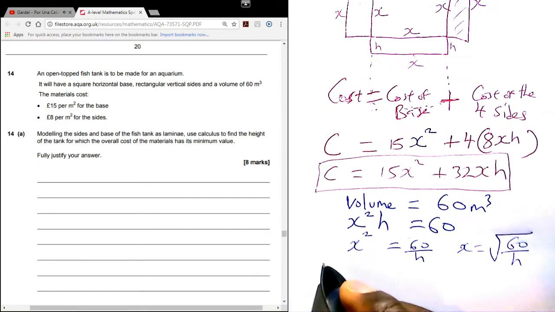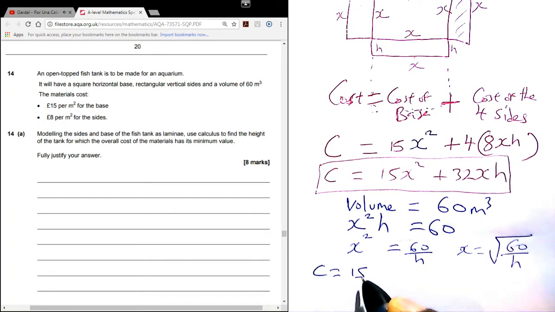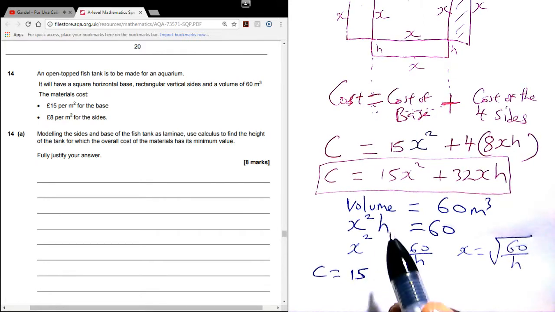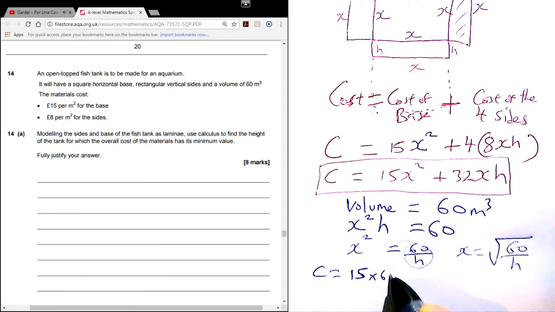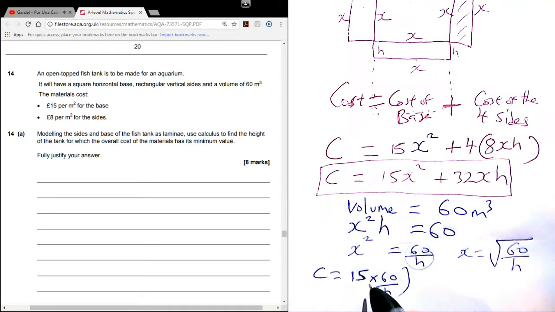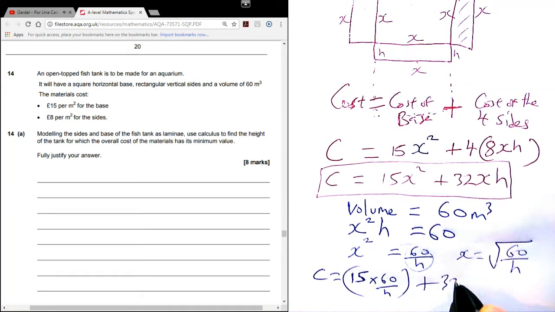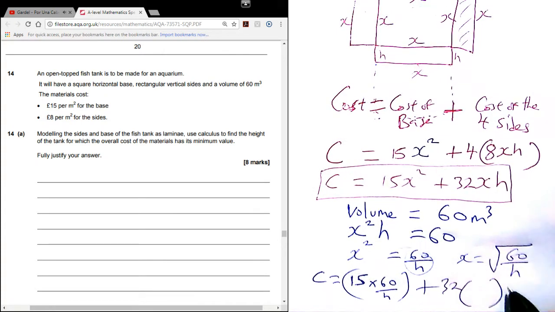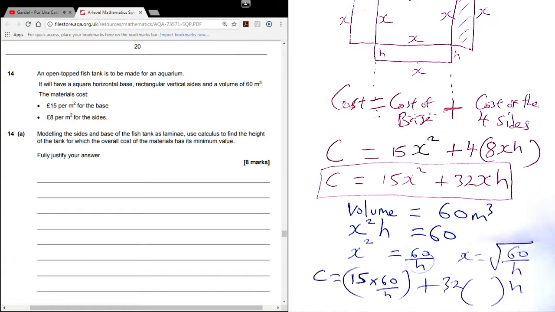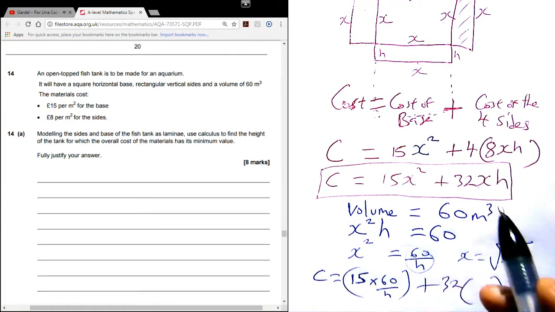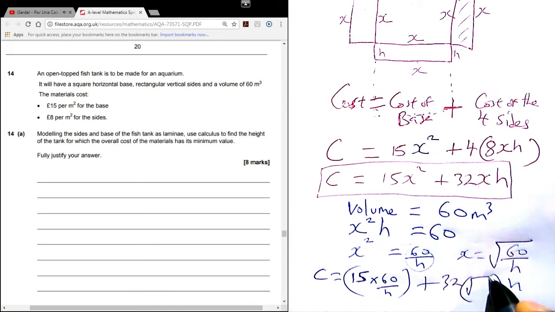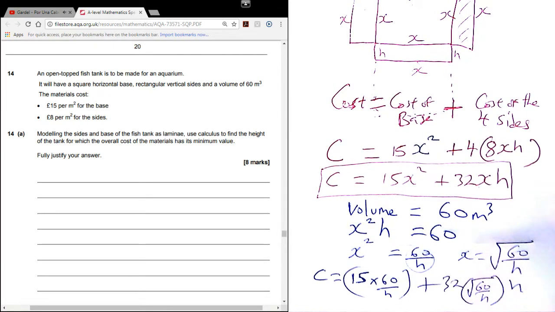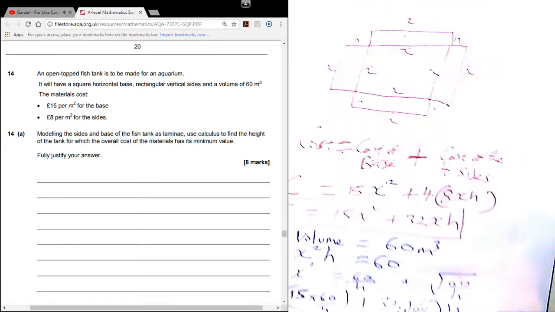Alright, so C is now going to be 15x squared. This x squared would be given as 60 over H, so times 60 over H, plus 32 times x times H. Now the x there would be replaced by root 60 over H. I'm going to write this in a fresh sheet so you can see clearly what I've written.